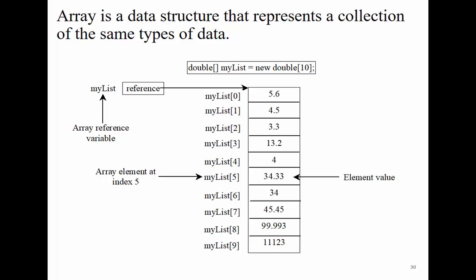To be able to access element number 5, you have to say my list, open the square bracket, and give 5, and you access it. What you see here on this slide is that you define 10 elements, and the index actually starts from 0. The index is not starting from 1.